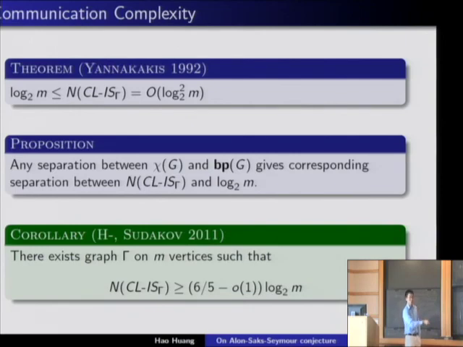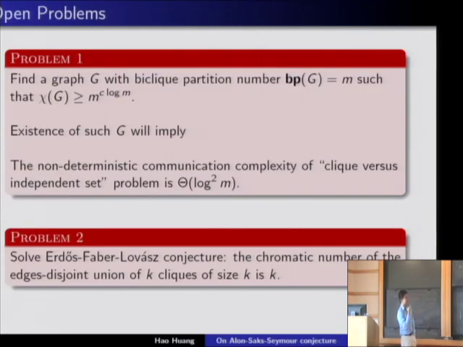Now, before the end of the talk, I want to address two questions. The first problem is: is it true that we can find a graph such that the biclique partition number is m, but the chromatic number is big enough, so that using this proposition, we can show that the non-deterministic communication complexity is lower bounded by the square of log m?